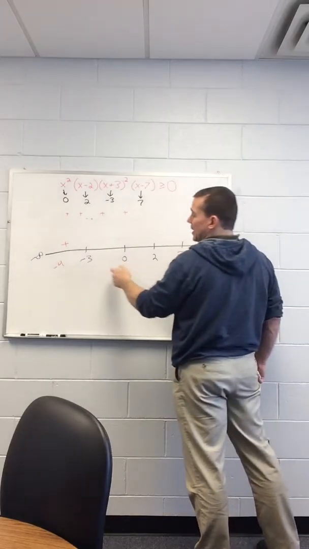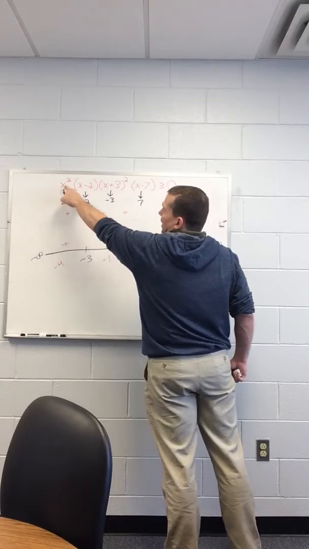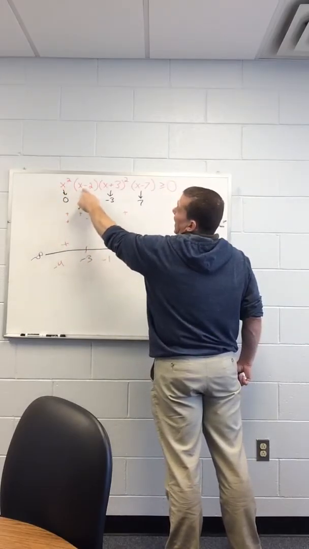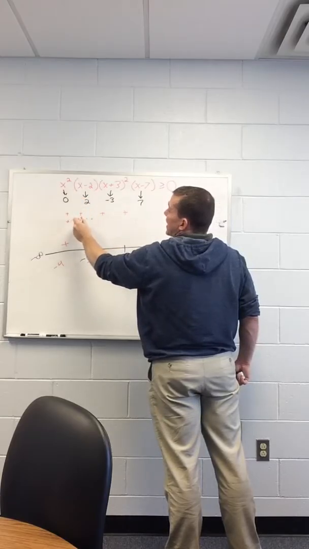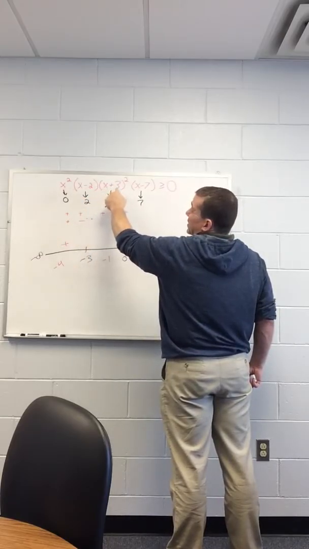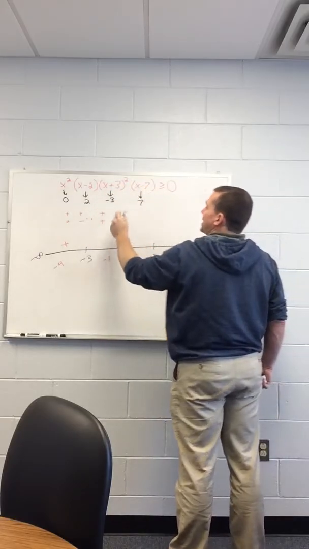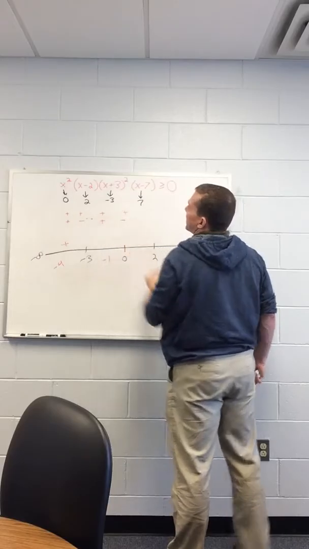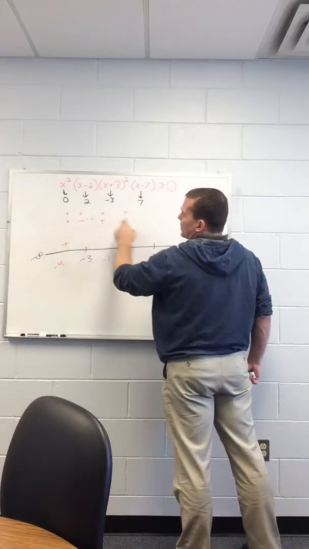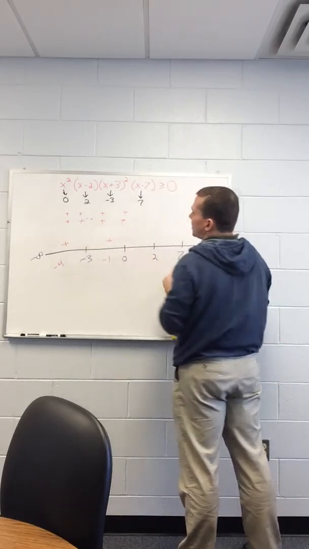Between negative 3 and 0, I'll go with negative 1. Again, if I plug in negative 1, squared is 1, that's positive. Negative 1 minus 2 is negative 3, that's negative. Negative 1 plus 3 is 2, squared is 4, positive. Negative 1 minus 7 is negative 8, negative. If I then multiply them out, again, I have two negatives, they'll cancel. I'll get a positive. So we're positive here too.